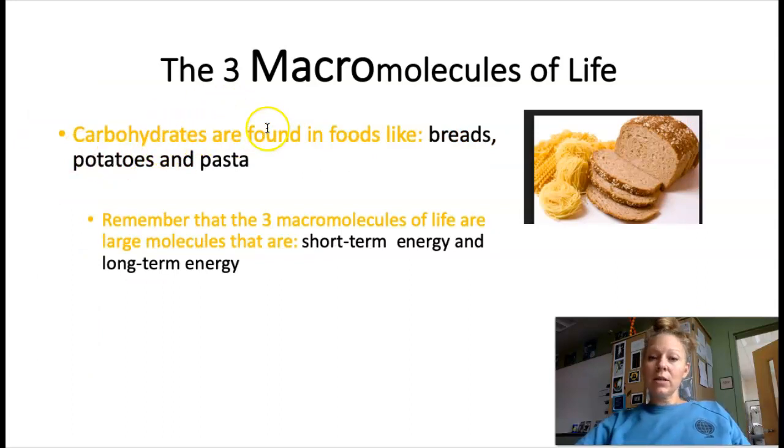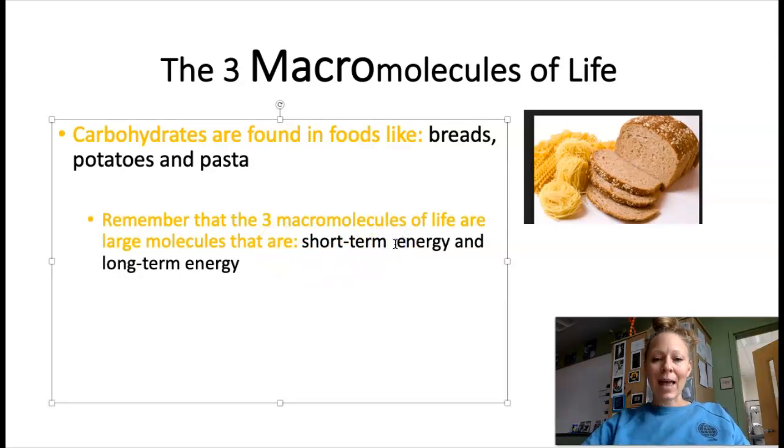So carbohydrates, I'm sure you guys have heard of carbohydrates. They're found in foods like breads, potatoes, and pasta. They're delicious. We find them in bagels. We eat lots of carbohydrates. They're in almost everything. And so remember that the function of carbohydrates, when we eat them, their main goal for us, what they do for us, is that they give us short-term energy and long-term energy.